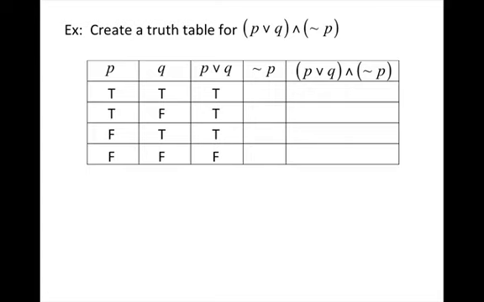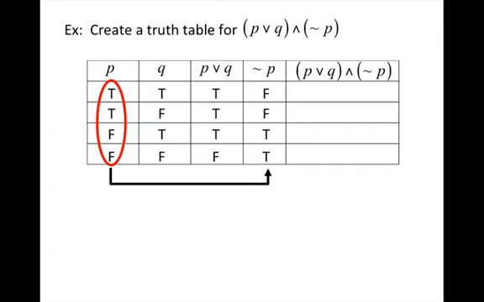Now for not P, for the negation of P, I look at the P column. P is true, true, false, false. The negation is the opposite of these values, so not P is false, false, true, true.